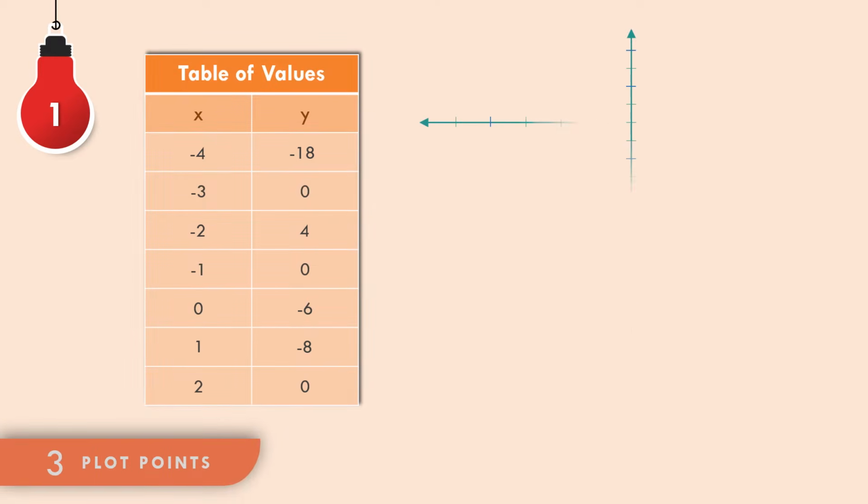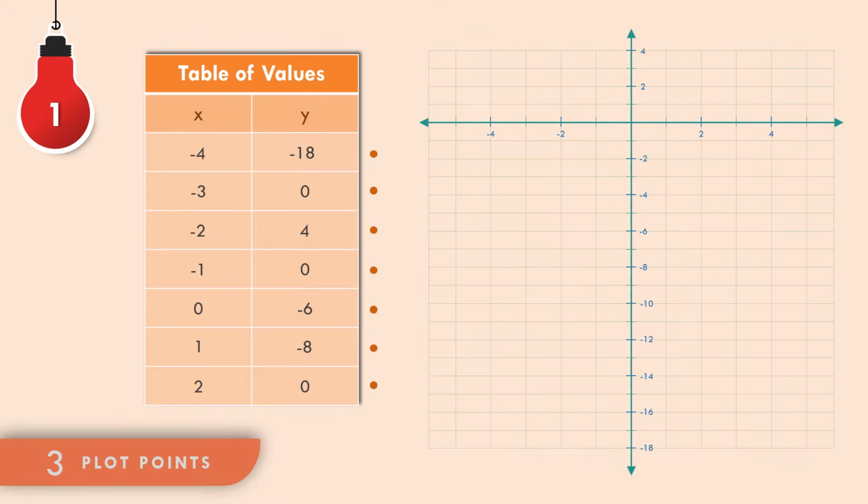So let us plot all the points in the Cartesian plane. Negative 4 and negative 18, that is quadrant 3. Afterwards, negative 3 and positive 0, that is within the x-axis. Negative 2, positive 4, that is quadrant 2. Negative 1, positive 0, so that is x-axis.